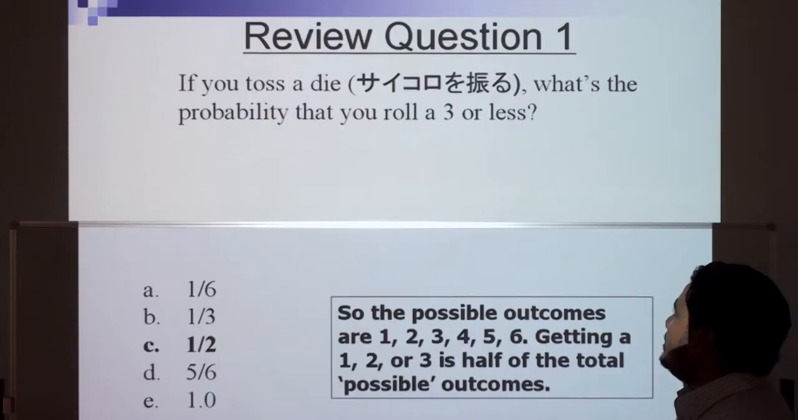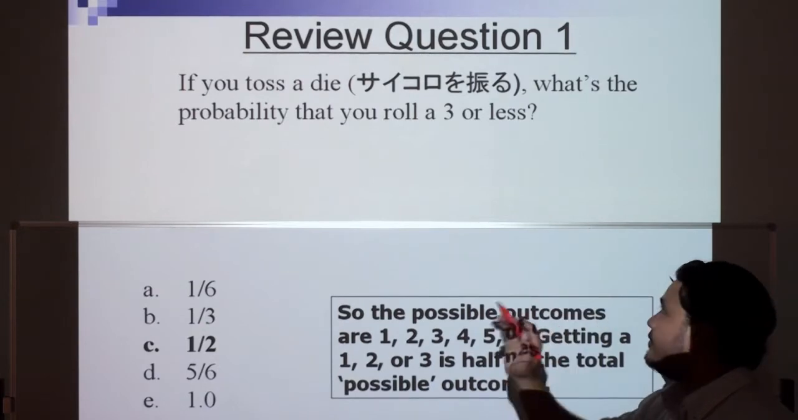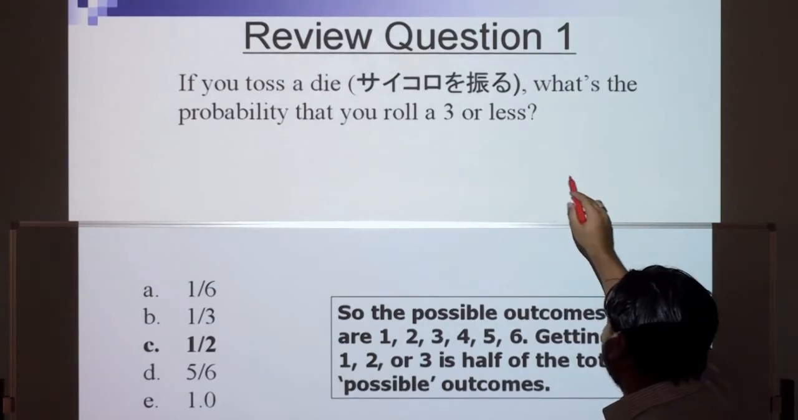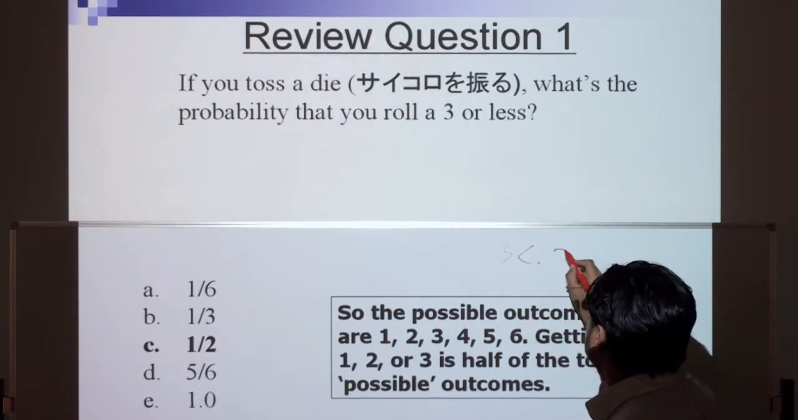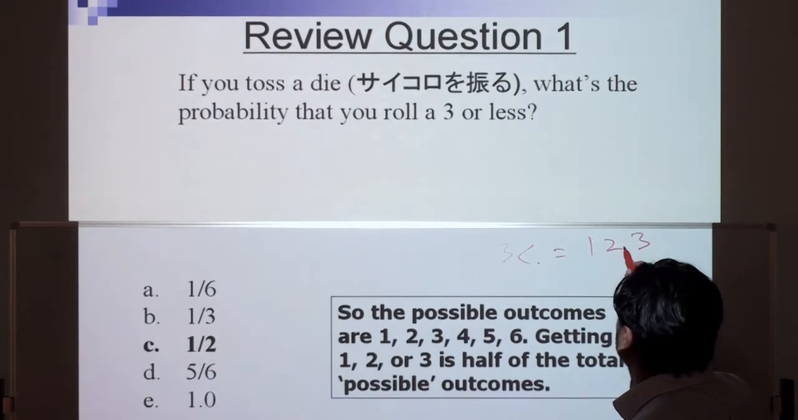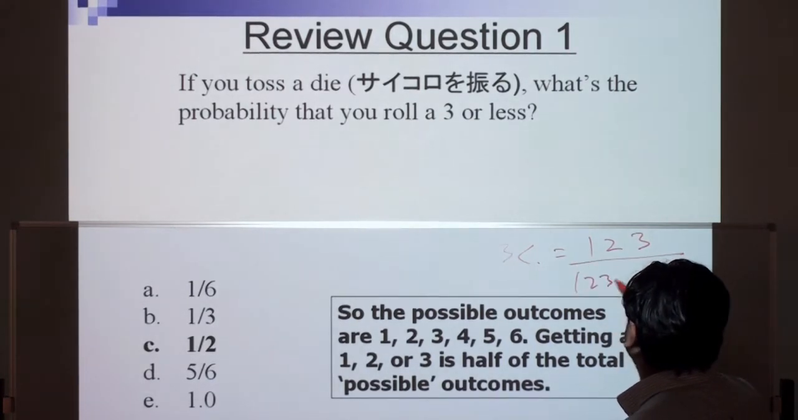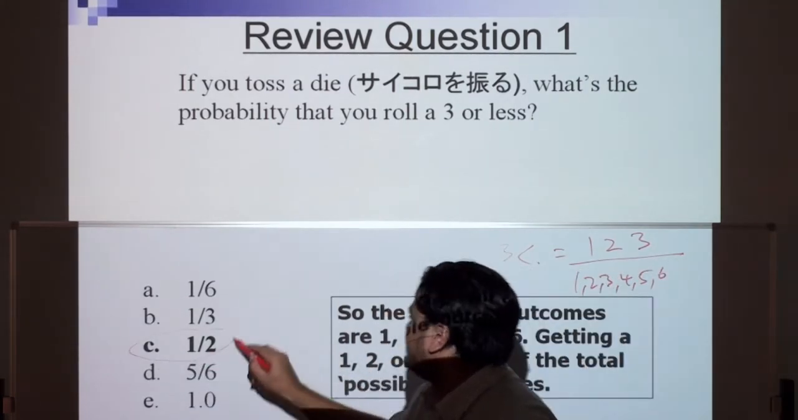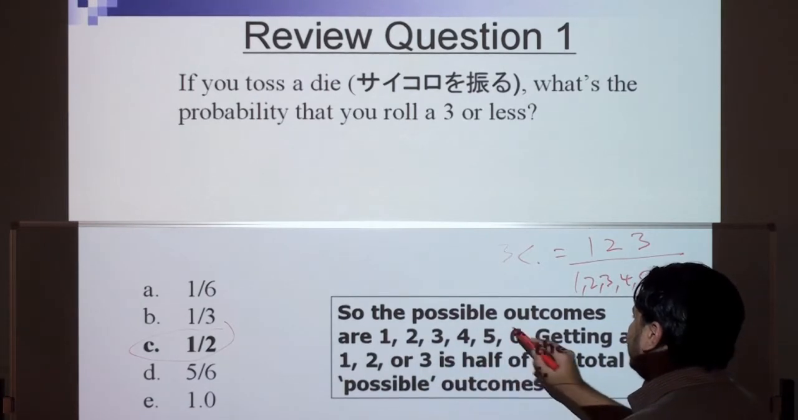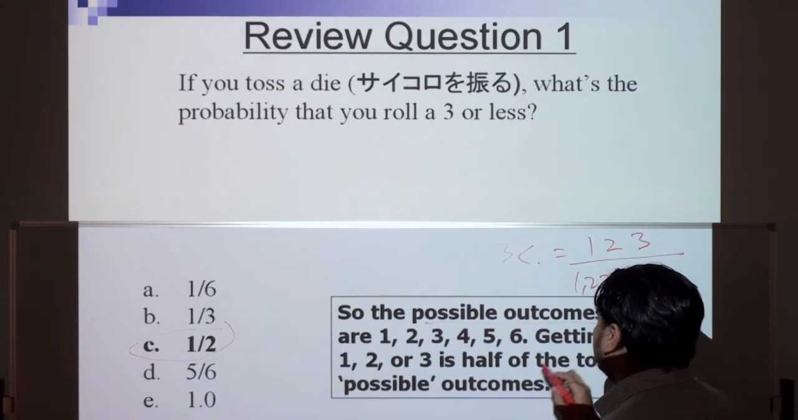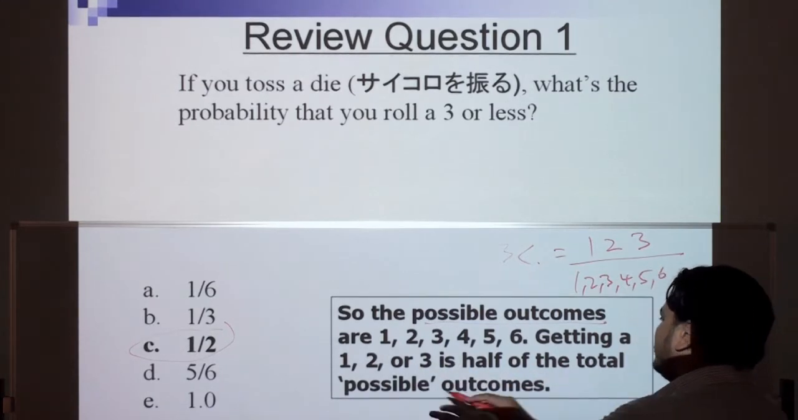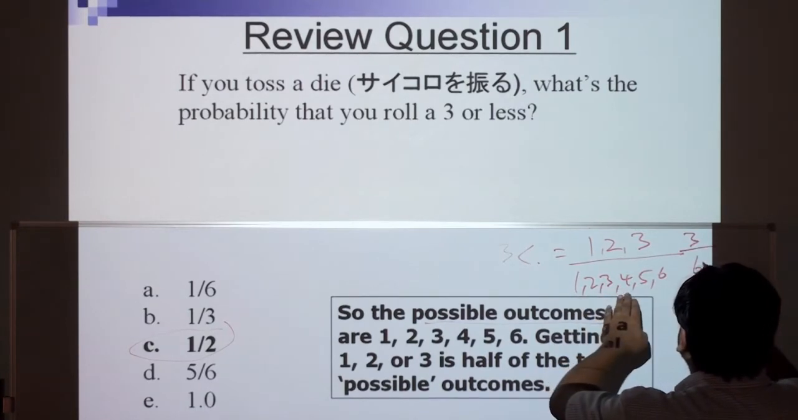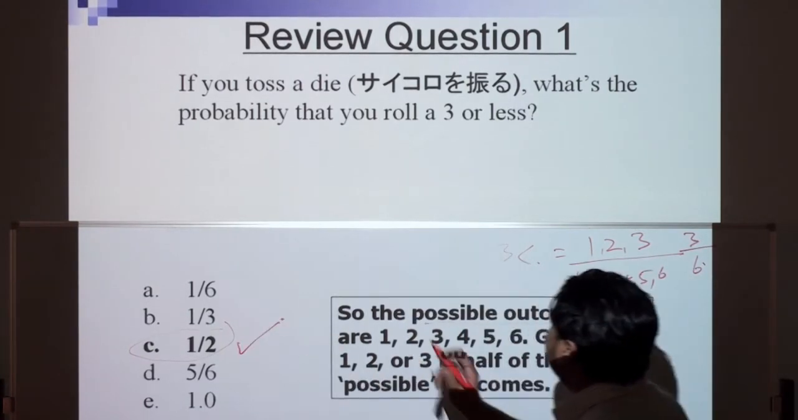Okay, let's move on. Before we begin, let's go through some review questions. If you toss a die, what's the probability that you roll a 3 or less? Okay, 3 or less equals a 1, 2, or 3. And so you take that over 1, 2, 3, 4, 5, 6. These are the possible outcomes, all outcomes. Getting a 1, 2, or 3 is half of the total possible outcomes. Out of the total 6, 3/6 is a half. Okay, keep that in mind.